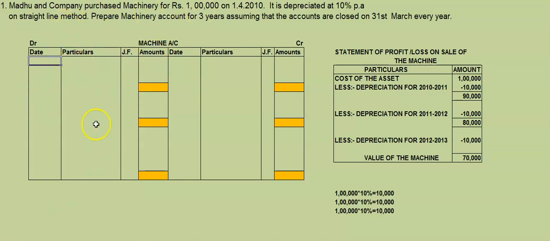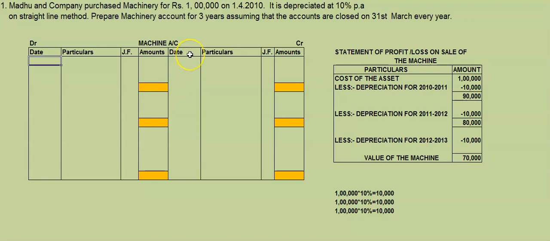What is the journal entry for purchase of a machine? Whenever an asset is purchased, debit what comes in, credit what goes out. Debit the receiver, credit the giver. Debit all expenses and losses, credit all incomes and gains. These are the rules of debit and credit.